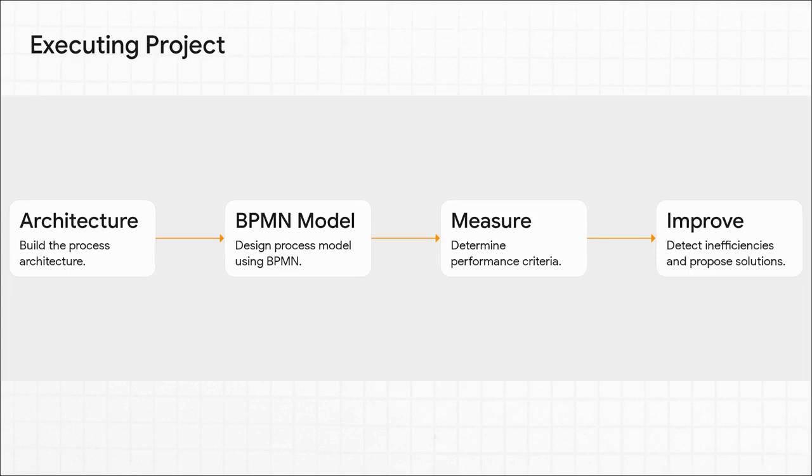So step by step, you'd first build the process architecture, that house blueprint we looked at earlier. Then you select one specific process and model it using BPMN. Step 3, you determine criteria to measure its performance. Step 4, you detect the inefficiencies and analyze their root causes. And finally, Step 5, you propose improvement solutions along with estimated costs and the expected results.